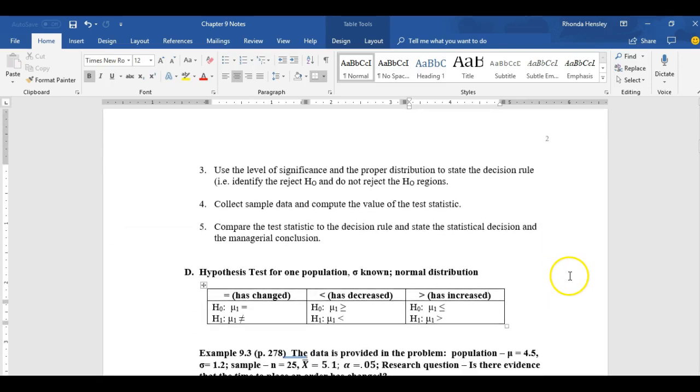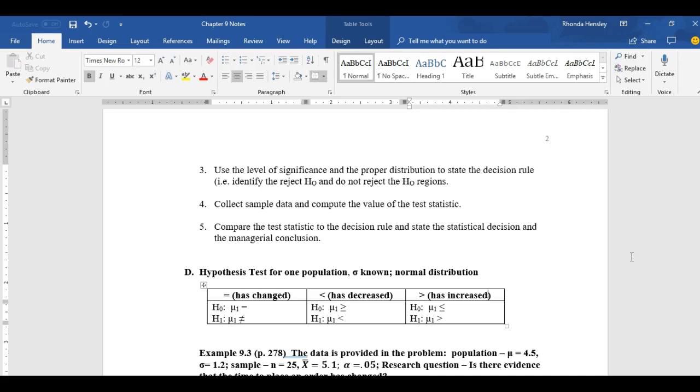The third step here is to use this level of significance and the proper distribution, and you state something called a decision rule. In other words, you're going to identify the reject and the do not reject regions given your distribution numbers. This provides cutoffs, critical values. Then you collect your sample data and compute the test statistic, and after you do that, you compare your test statistic to your decision rule. You state a statistical decision and then some sort of a managerial conclusion.